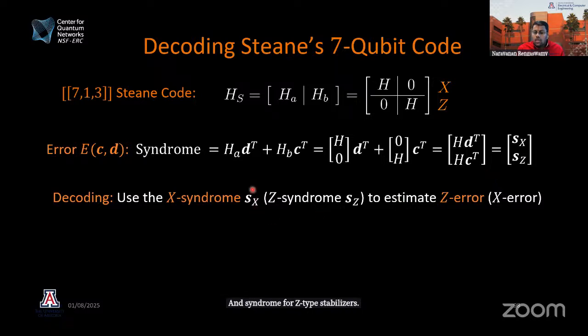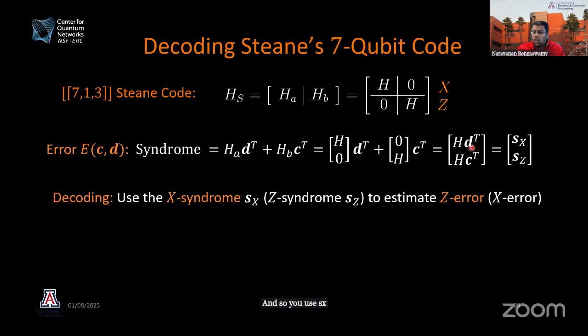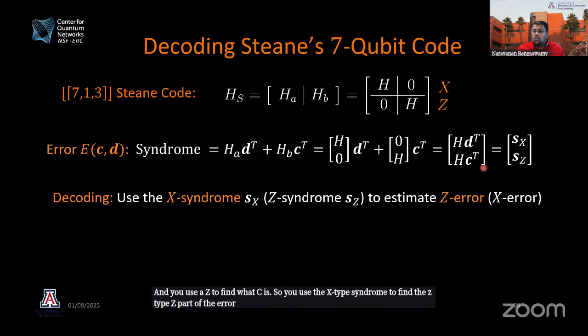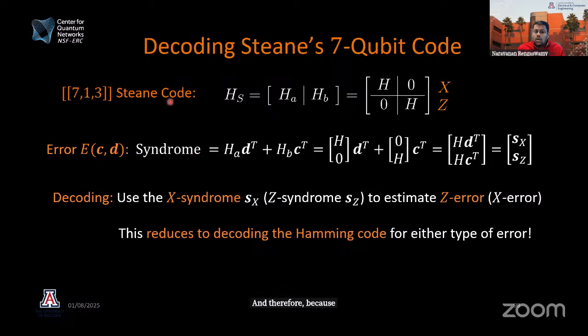Now you can use the syndrome for X-type stabilizers to find out the Z-type error, because remember, this X-type syndrome is calculated as H times D transpose, where D represents the Z part of the error. And so you use S_X to find what D is, and you use S_Z to find what C is. So you use the X-type syndrome to find the Z part of the error, and the Z-type syndrome to find the X part of the error. And therefore, because you can do this, you can decode the Steane code by just using the decoder for the Hamming code.